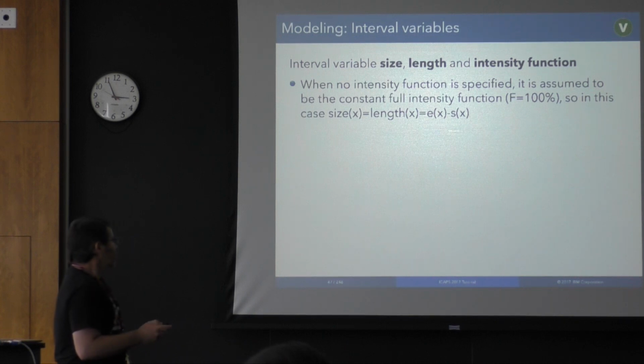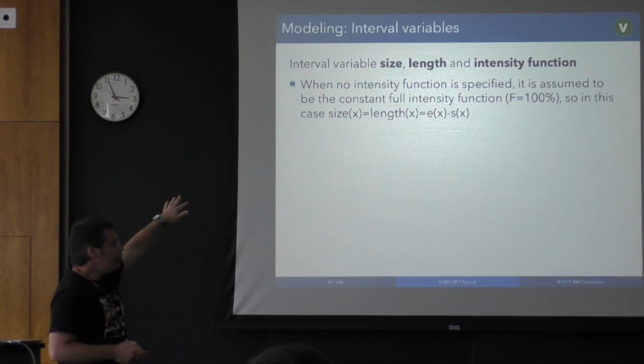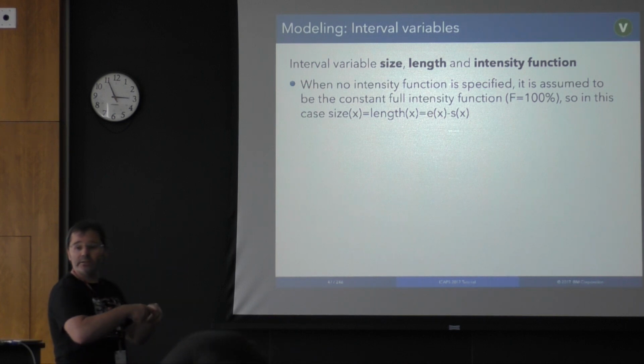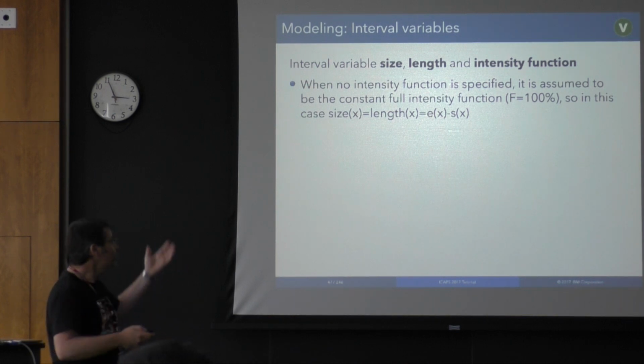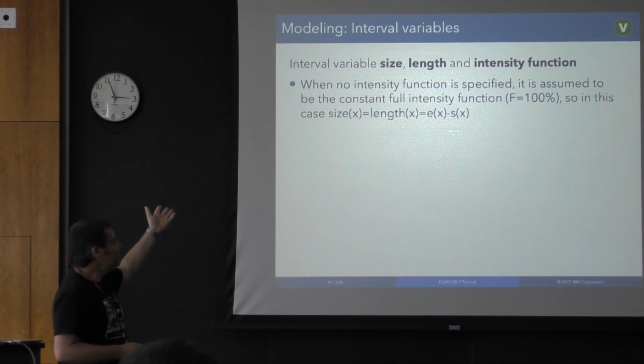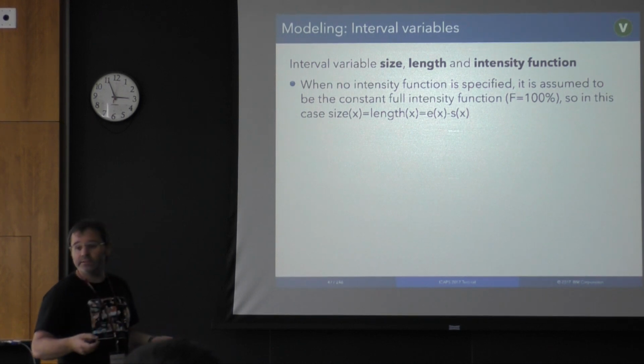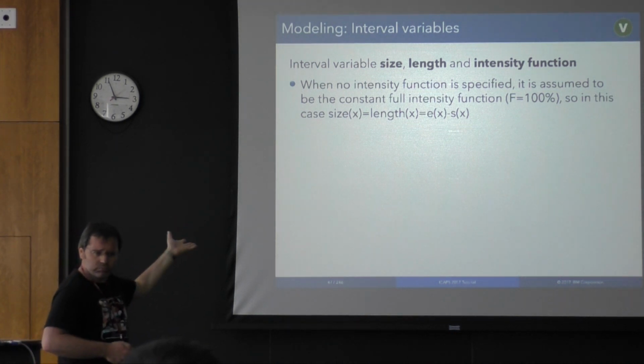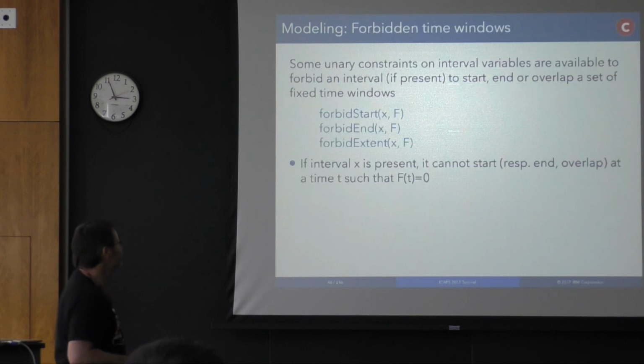By default, if you do not use this, we assume that the intensity function is always constant and equal to 100%. In this case, there is no difference between the concept of size and length of an interval variable. In the examples I have, we will never use this again, but this is something that is very useful in practice.